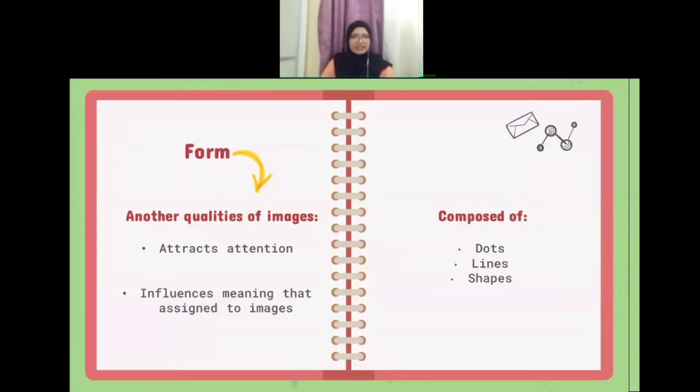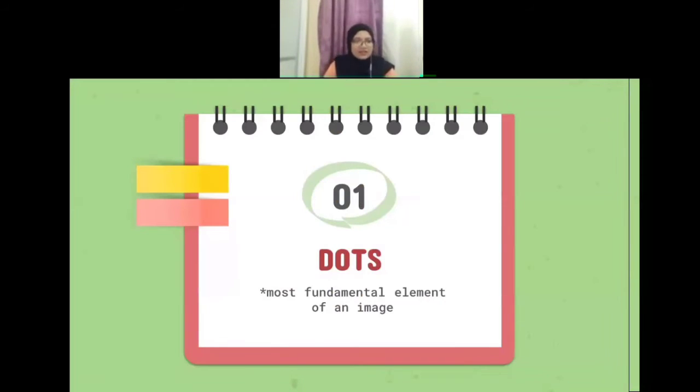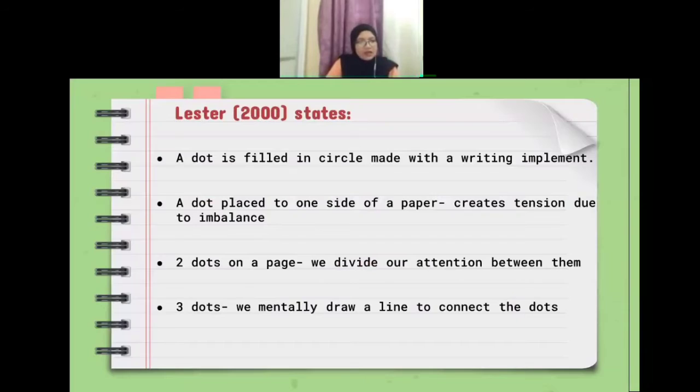Form is another quality of an image that attracts attention and influences the meaning assigned to the image. It is composed of three things, which are dots, lines, and shapes. The first is dots. Dots are the most fundamental element of an image.